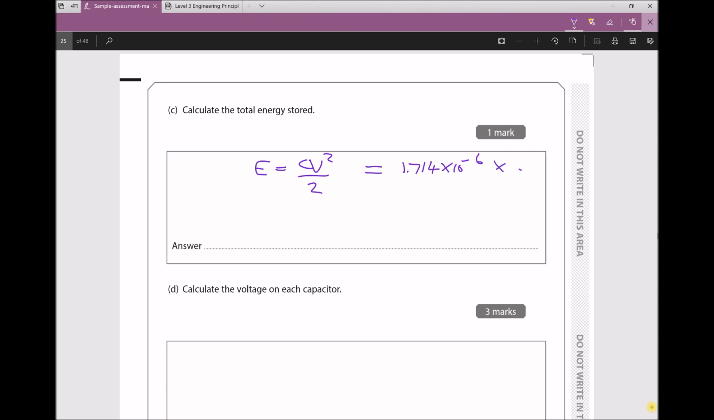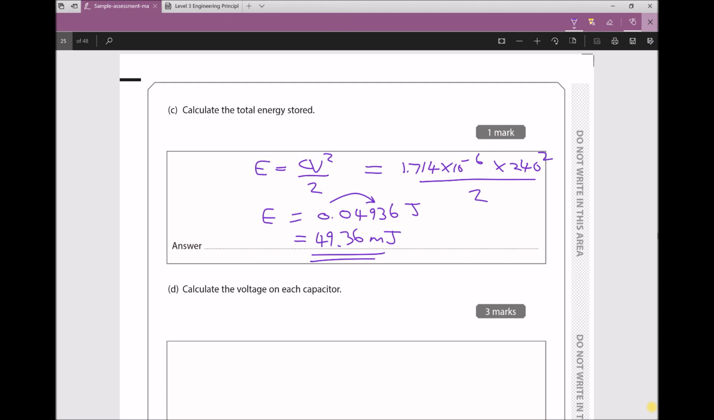We know our supply voltage is 240. So we have 240 squared over 2, giving us an energy equal to 0.04936 joules. Now once again, I'm going to express that in millijoules. However, I believe that if you expressed your answer as it's seen there, then you would get all of the marks. But converting this to millijoules, if I times it by 1,000, my answer there is the same as 49.36 millijoules.